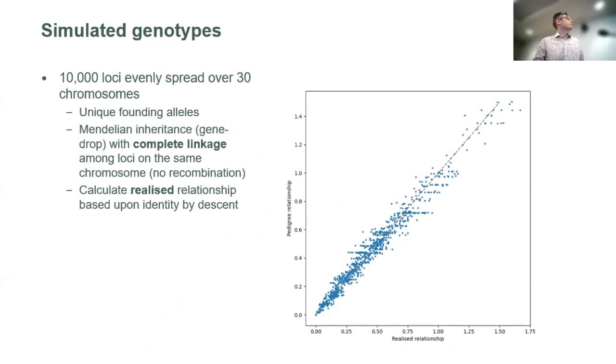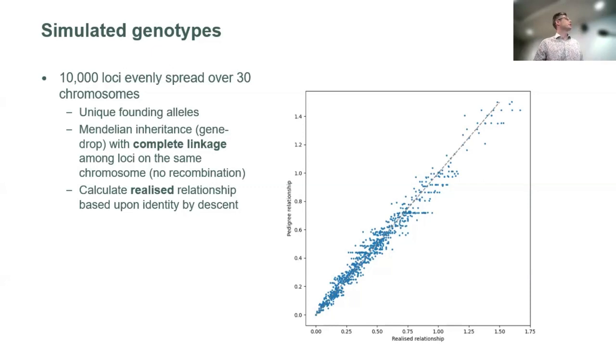So for the sake of simulating some data, I took that pedigree and simulated 10,000 loci evenly spread across 30 hypothetical chromosomes. Kiwifruit has 29 chromosomes, and I decided to add one. I don't know why, I just did it at the time. I simulated unique alleles for each of the founders, so these are effectively IBD alleles. Each founder has its own unique alleles. And then I simulated the inheritance of those genes throughout the tree via a gene drop simulation.